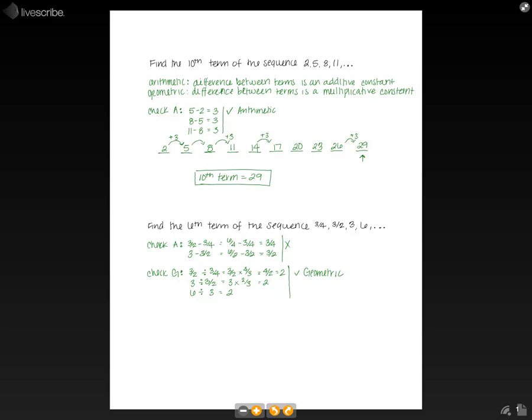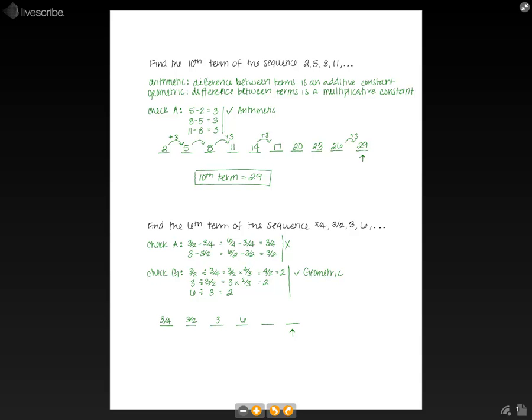Okay, so now we need to figure out how to find the 6th term. So again, let's write down the terms we have so far. 3/4 is our first term. Our second term is 3/2. Our third term is 3. Our fourth term is 6. Then we have our 5th term and our 6th term. So this is what we're looking for, that term right there.